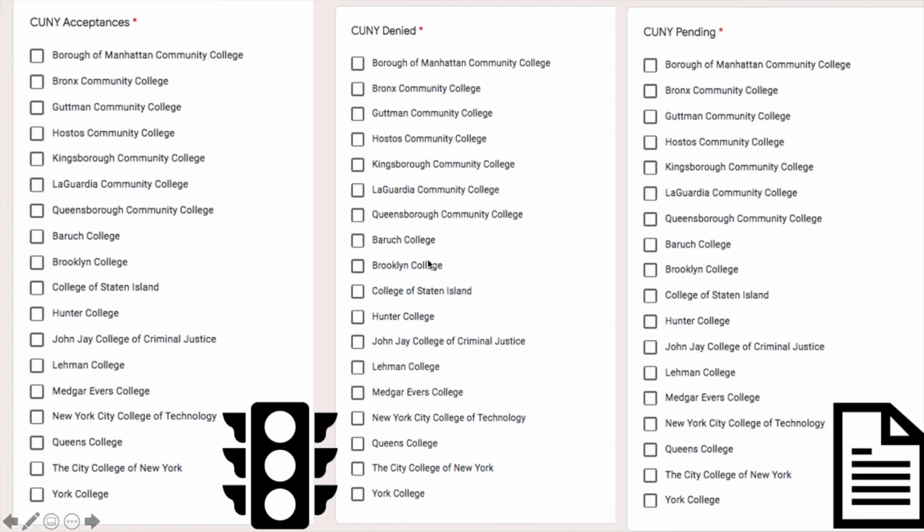And you're going to scroll down and we're going to focus on the CUNY denied. If you have schools on your list that have denied you, you're going to click on the names of the schools. Then you're going to scroll down and we're going to focus on the ones that are still pending. If you have schools on your list that did not say whether or not you were accepted or denied, you are going to click on those names. So go ahead, fill out the form, and come back.